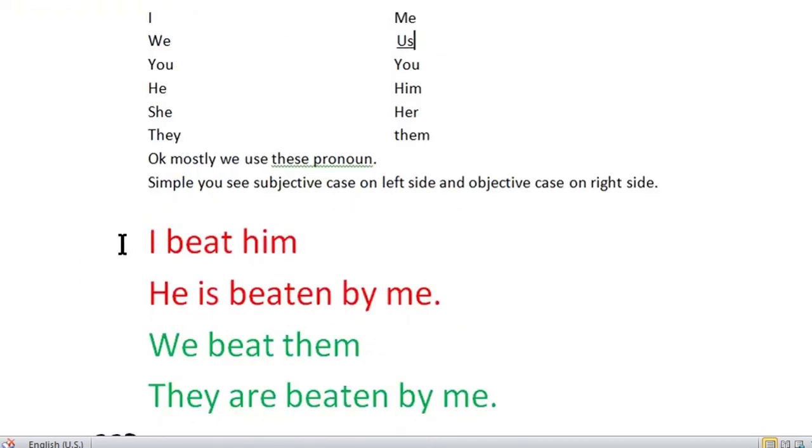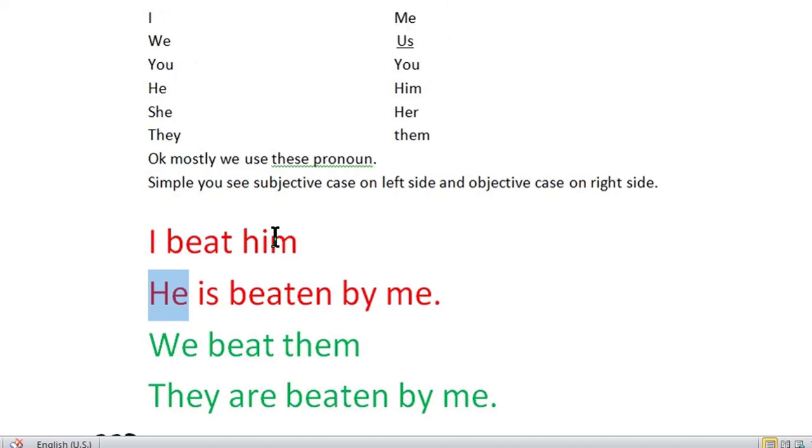Let's see. We have here the sentence I beat him. I is a pronoun and him is a pronoun. We see him on the right side, and when we move him to the left side, it will become he. So we have he here, and I on the right side will become me. So just keep in mind, we have 2 sides of the sentence, left and right. On the left side I, if it goes to the right side, it will become me.